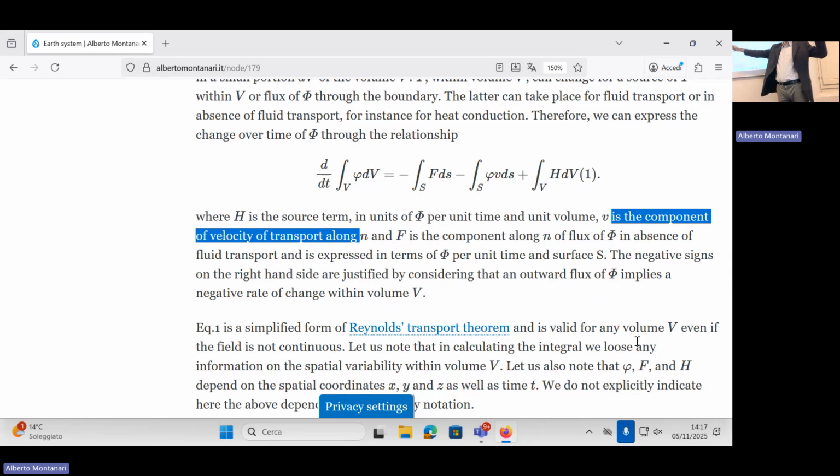Left-hand side, change in the storage with respect to time. Right-hand side, flux per unit time through S not associated to fluid transport, flux associated to fluid transport, and source term, which can be a degradation term. Here you have the minus sign because the vector is outward. Okay. Perfect.